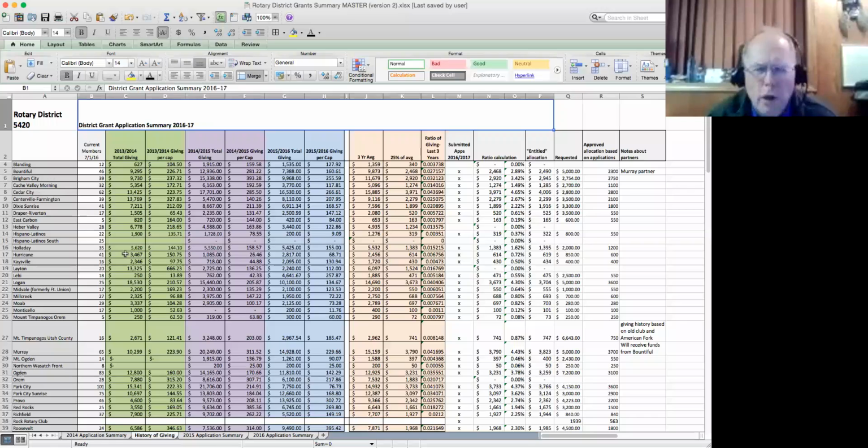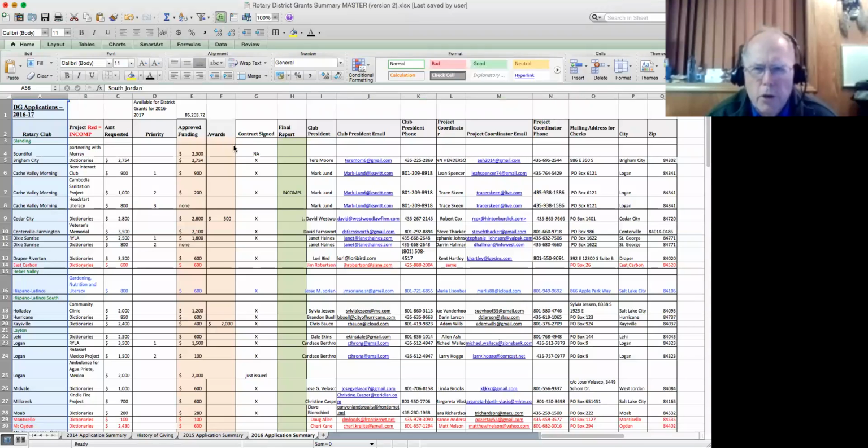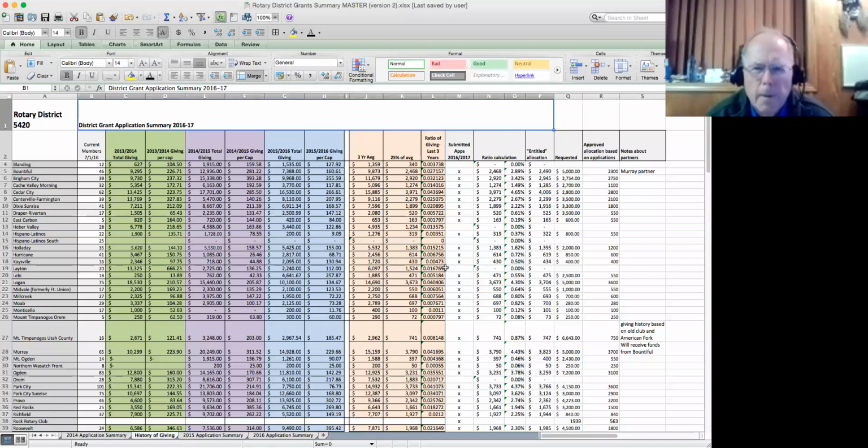The ratio of giving is the percentage their money was of the total, right? Yes. So that 1% of the total, or 2%, 1.044. Yeah. So, for instance, Bountiful is 0.027157, which should be 2.89% right here. Yep.